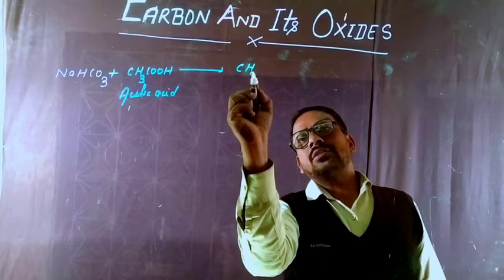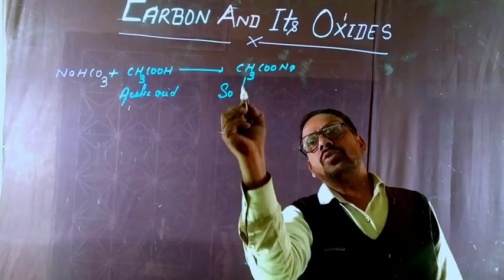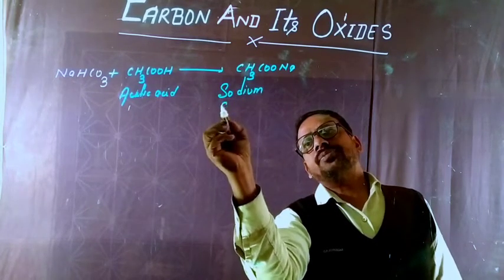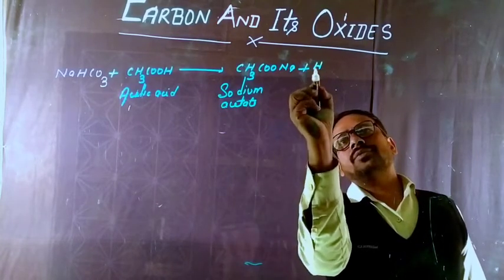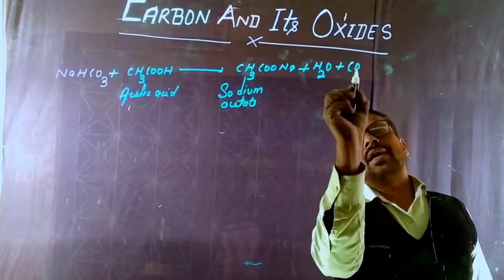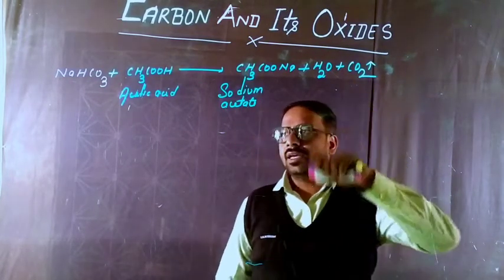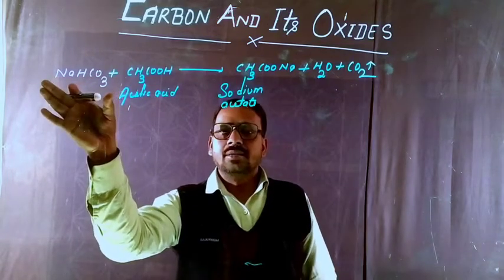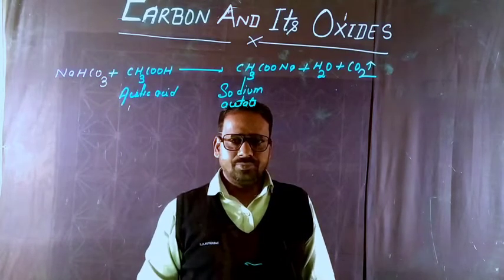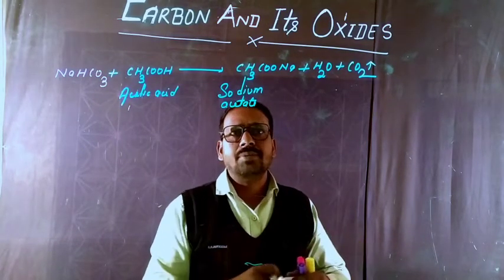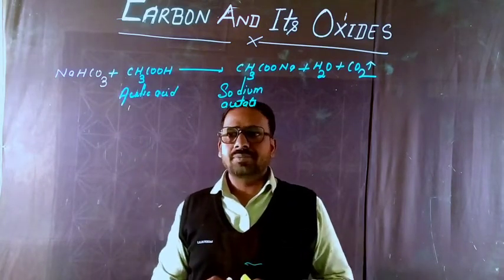We will get salt CH3COONa. Its name is sodium acetate, and we will get water, and then we will get the carbon dioxide. In this way we can prepare the carbon dioxide by reaction between the carbonate or bicarbonate with the acid. Also I have given you 2 and 3 examples, reaction between the carbonate and acid. So by this way we can prepare.